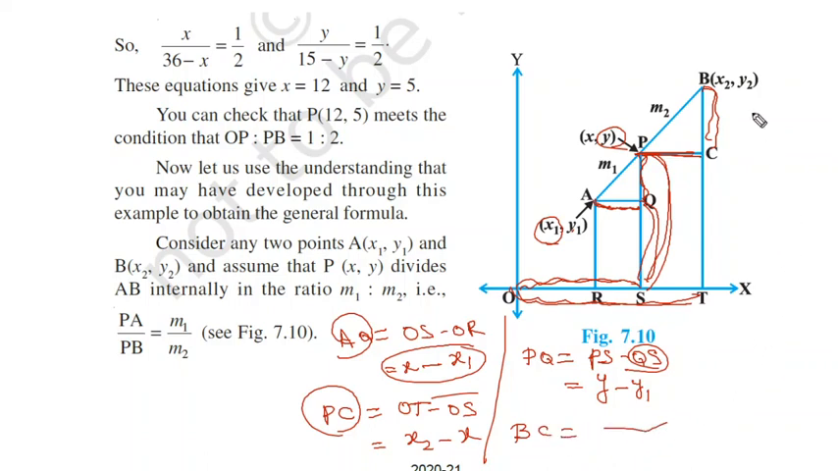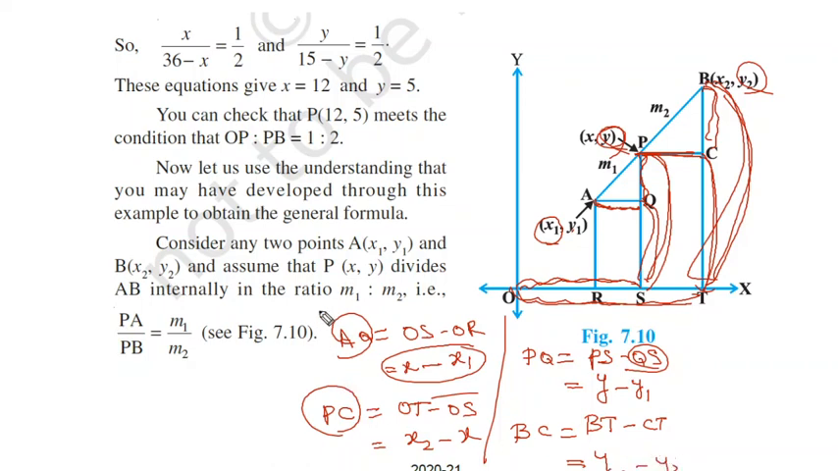BC will be equal to BT minus CT. Now you see the length of BT is Y2 and CT is Y. So you can clearly write Y2 minus Y. This is what we are going to use in the next part.